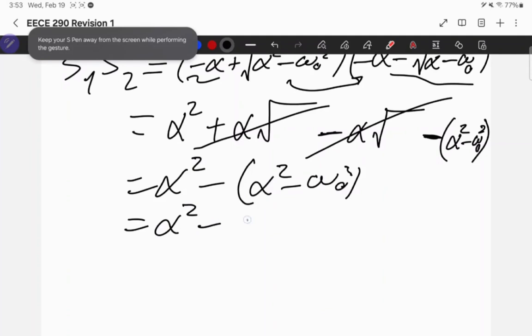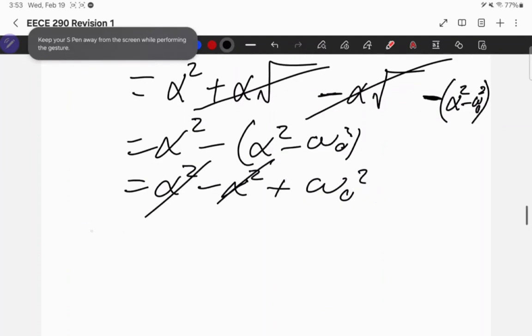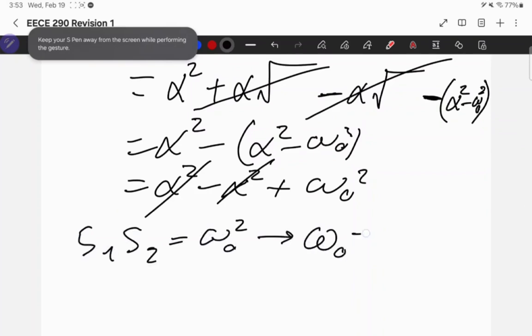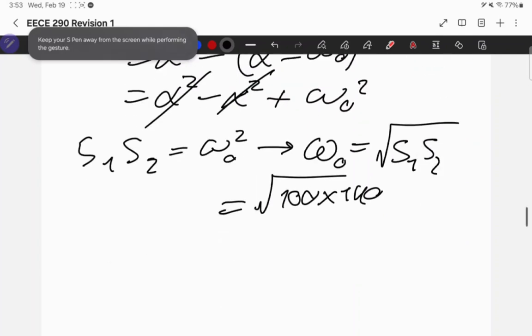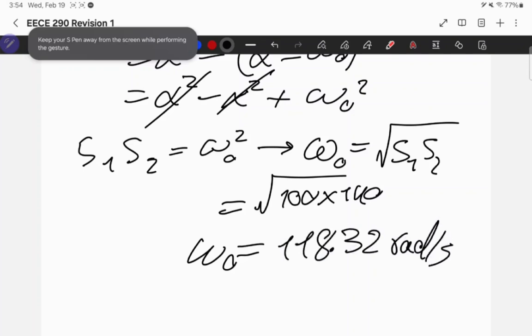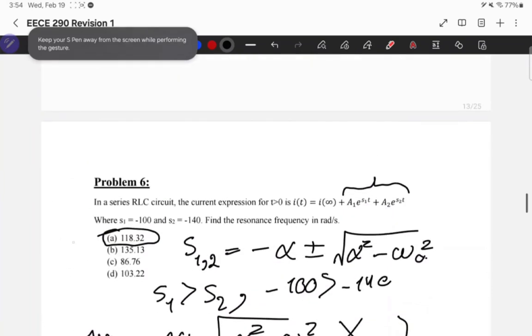So this is equal to alpha square minus alpha square plus omega 0 square. Alpha and alpha cancel. I'm left with S1 S2 is equal to omega 0 square. So omega 0 is equal to square root S1 S2, which is square root 100 times 140, which is 118.32 radian per second. So our answer is also answer A.